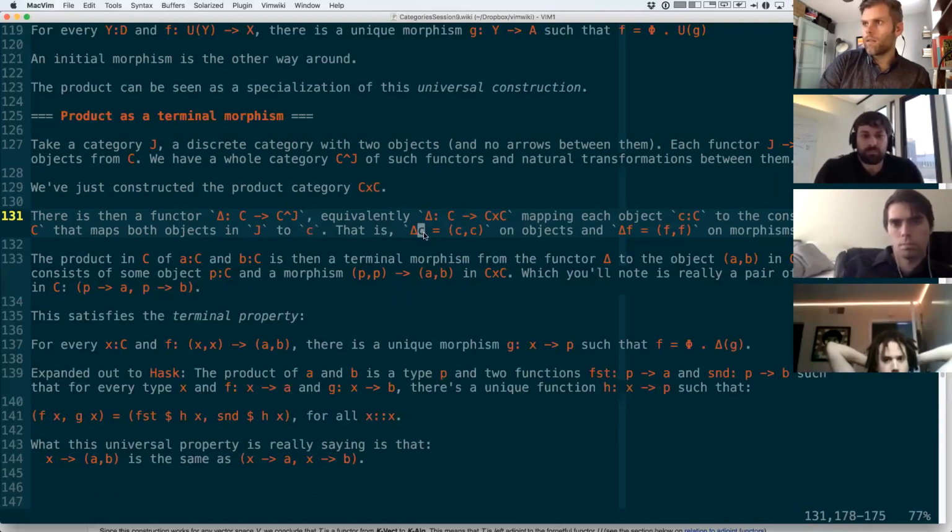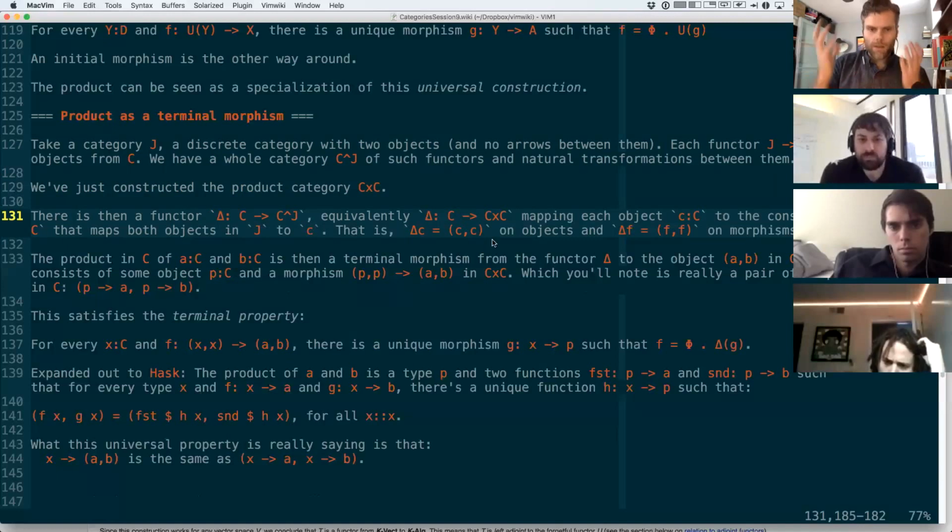That is, delta of C, where C is some object in the category C, is the pair, the magically constructed two objects C and C, right? So delta of C is just the pair C and C. And then delta of F on morphisms is just the pair F and F, okay? So now we have this cool functor, delta, that goes from the category C to the product category of C with itself. And all it does is duplicate the objects and duplicate the arrows.